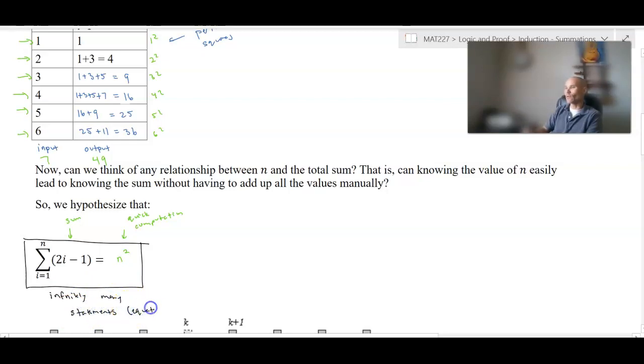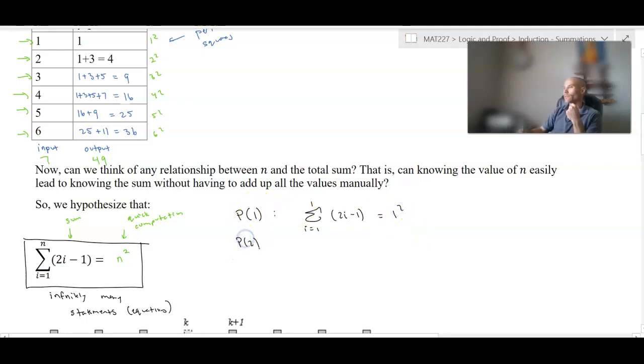There are infinitely many equations here. There is P of, well, the smallest value of n could be is 1. We could just sum up the first odd integers. I know that sounds strange, but P of 1, which is the statement that the sum from i equals 1 to 1 of 2i minus 1 equals 1 squared.